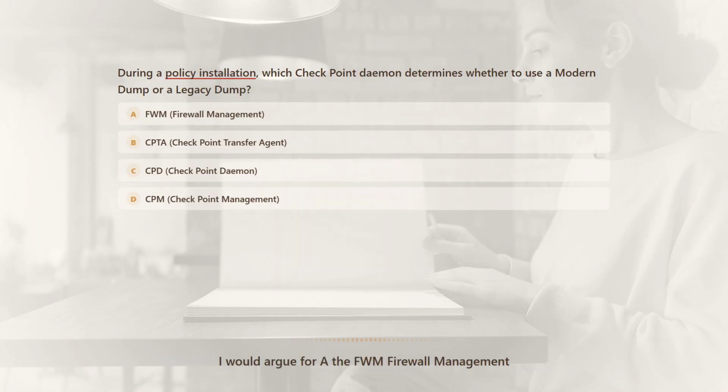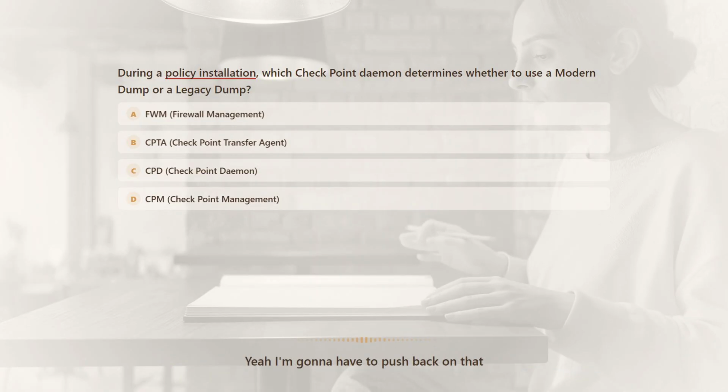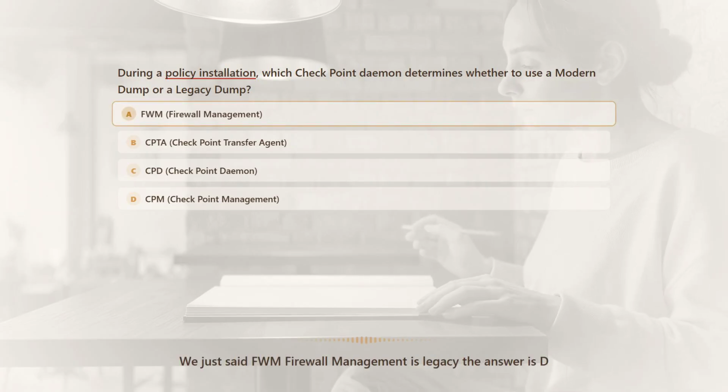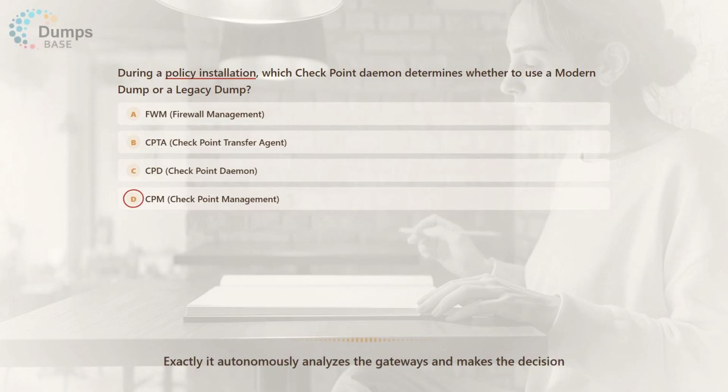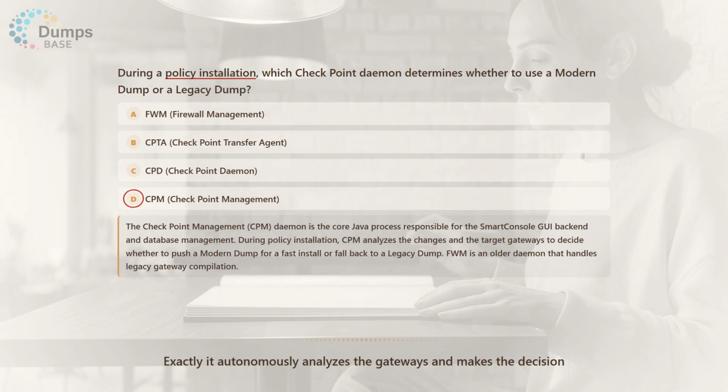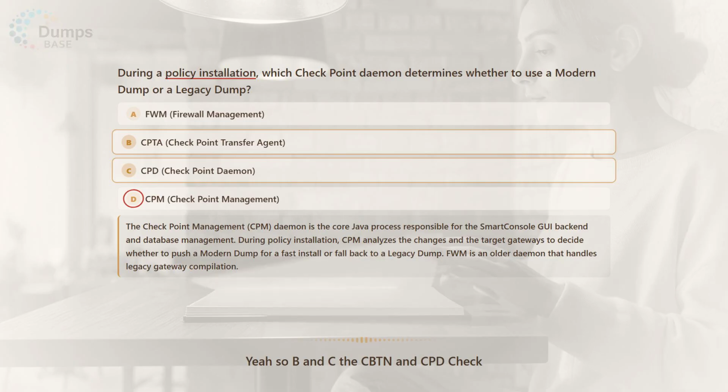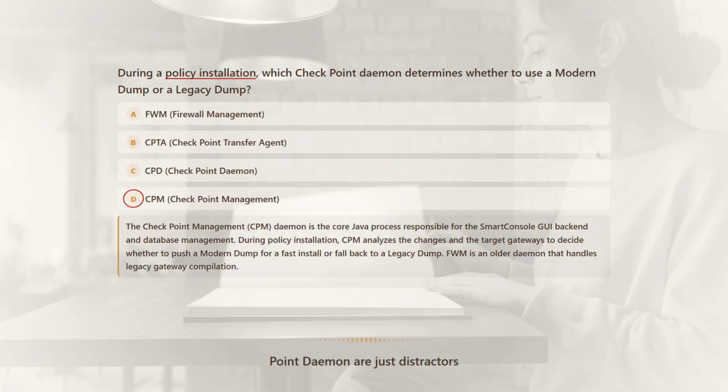I would argue for A, the FWM. I'm going to have to push back on that. Like we just said, FWM is legacy. The answer is D, the CPM. Oh, right, because CPM is the brains of the operation now. Exactly. It autonomously analyzes the gateways and makes the decision. Yeah. So B and C, the CPTA and CPD, are just distractors. Got it. Okay, so CPM handles that database, but what actually pushes the button?